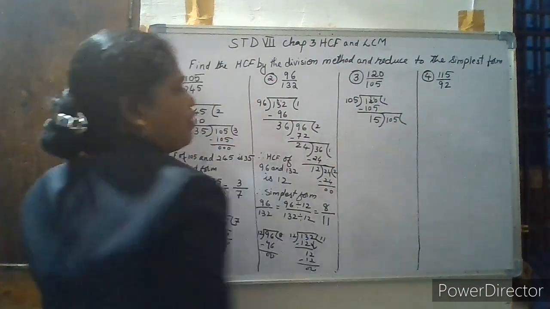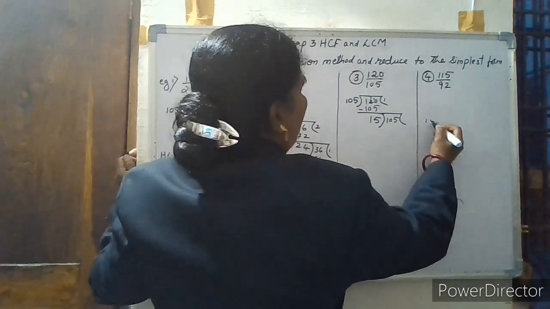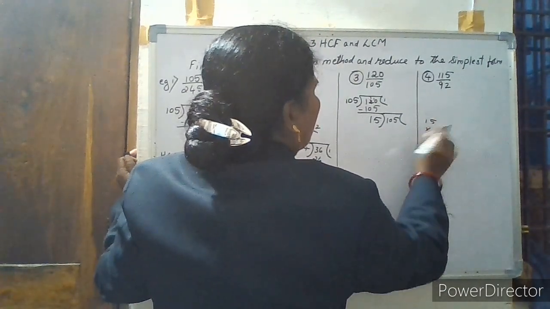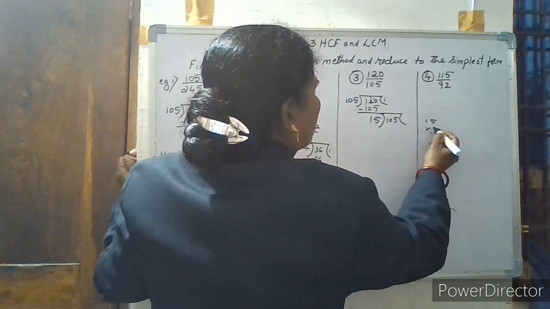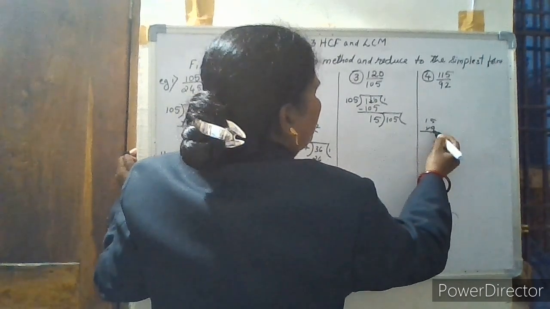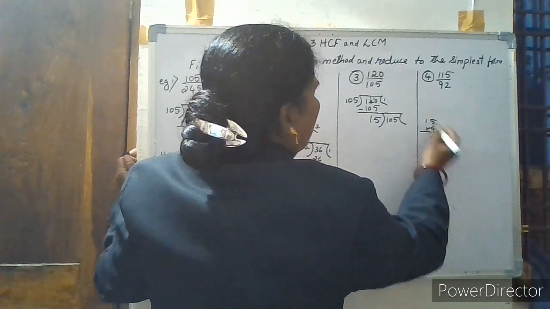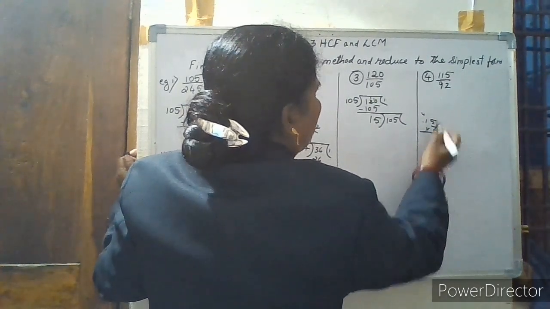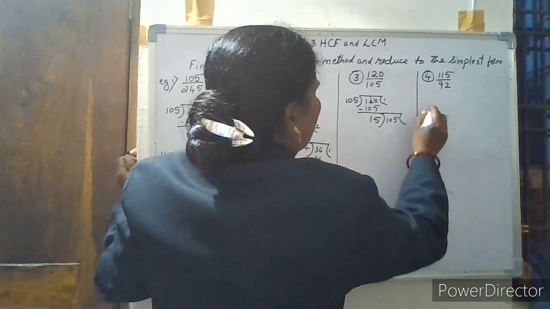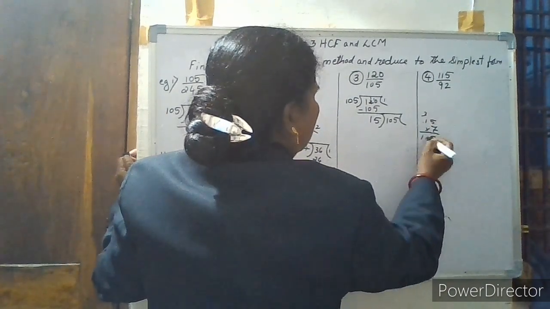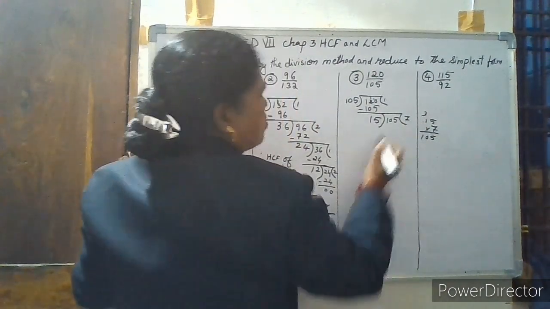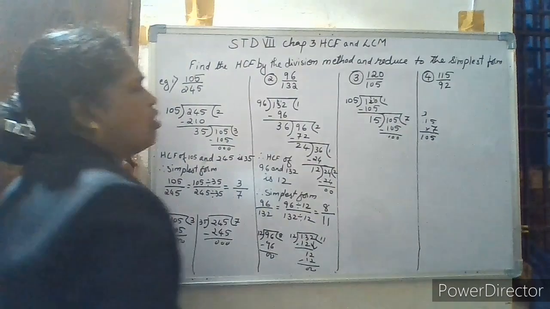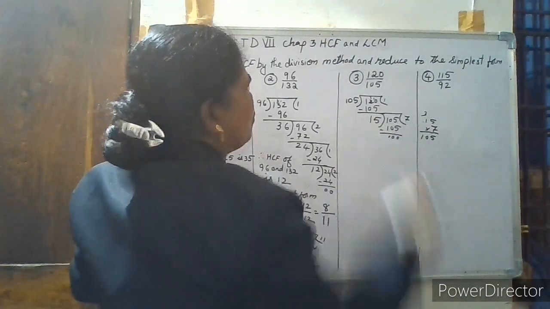105, you take the previous divisor, 15. How many times? Suppose we take 7. 7 fives are 35, carry 3, 7 ones are 7, 8, 9, 10. So 7 times 15 is 105, minus, 0 0 0. So we got the last divisor as 15.